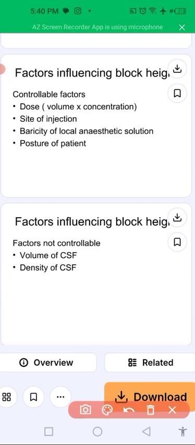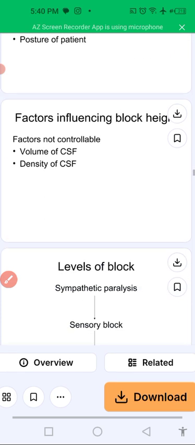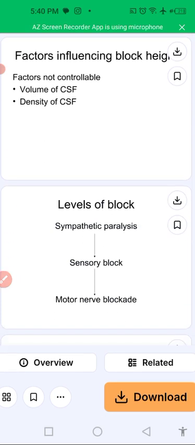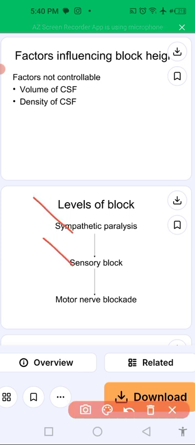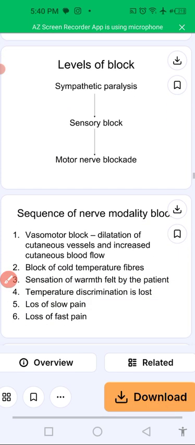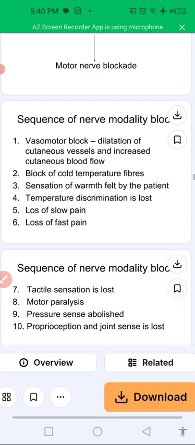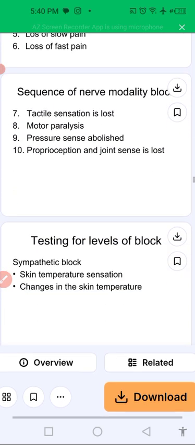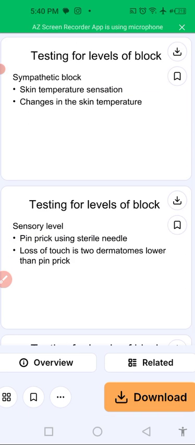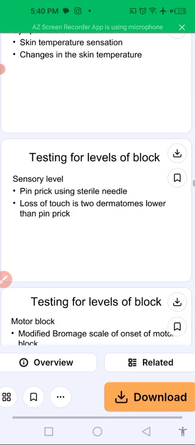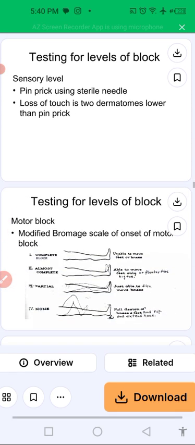Factors influencing block height are the dose, how much dose is given, site of injection, baricity, and posture of the patient. If we give the patient a saddle block, it can block only the perineal area. If we allow the patient to lie down flat, it can cause T10 to lower limb blockage. First of all sympathetic paralysis, then sensory, then motor blockade happen at different intervals of time. Slow pain and fast pain will be blocked as well. Sympathetic blockage can cause changes in skin temperature sensation, and pin prick and sterile needle sensation will be lost.